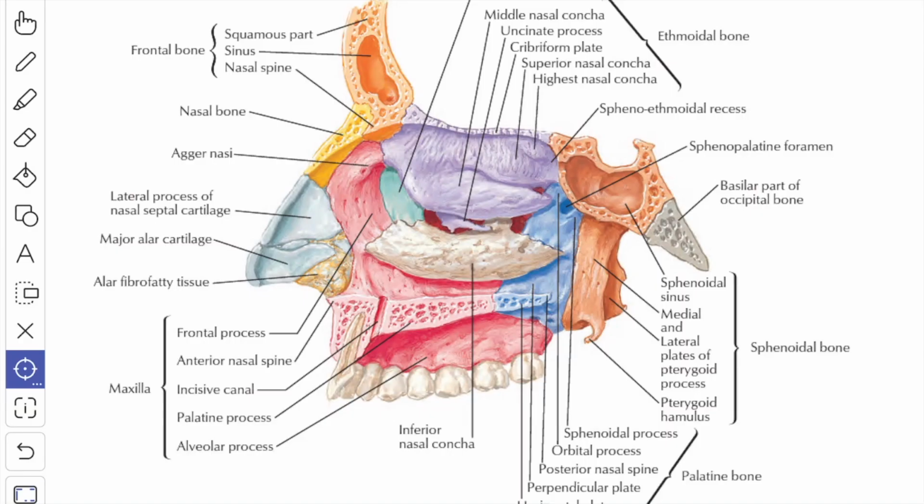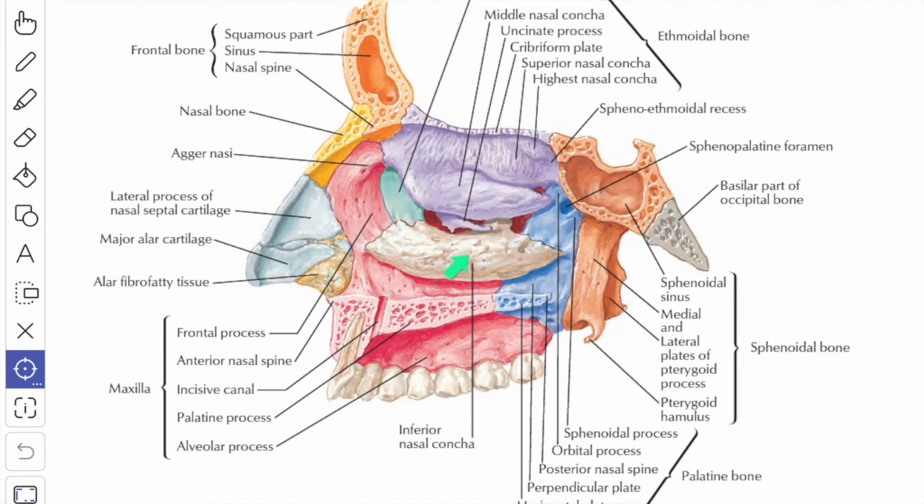In this video, we'll see about the lateral wall of the nasal cavity. The lateral wall of the nasal cavity is contributed by the nasal bone, the frontal process of the maxilla, the lacrimal bone, the superior and the middle concha of the ethmoid bone.